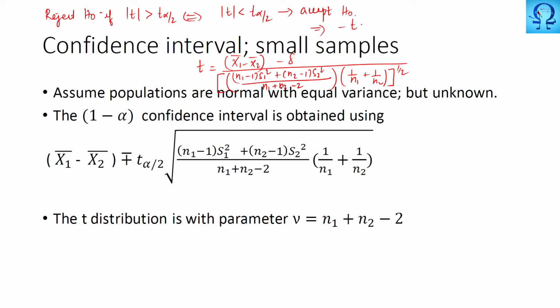This means minus t alpha upon 2 is smaller than t, smaller than t alpha upon 2. You have the value of this t, just substitute here. So you have two inequalities. When you solve these two inequalities for this delta, because this delta is mu1 minus mu2, you will get this as your confidence interval. Again here this has the parameter nu, which is n1 plus n2 minus 2.